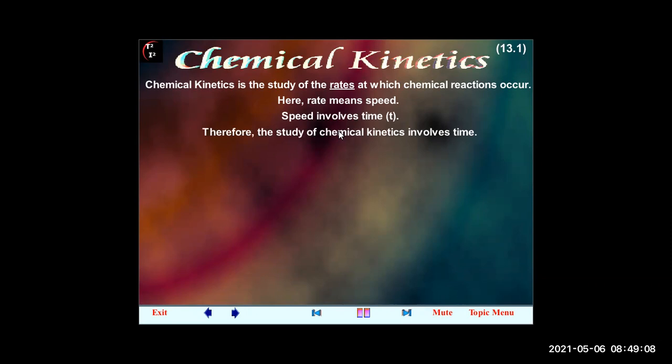Chemical kinetics is the study of the rates at which chemical reactions occur. Here, rate means speed. Speed involves time. Therefore, the study of chemical kinetics involves time. Note, the SI unit for time is seconds.